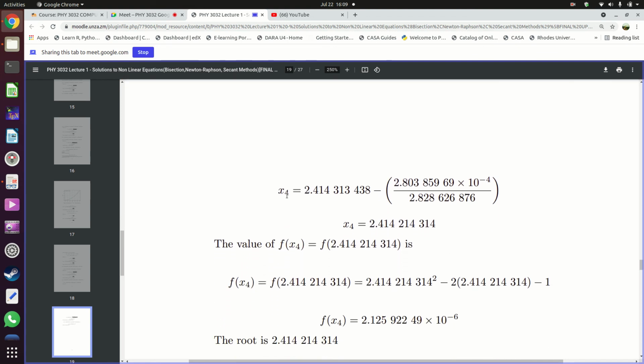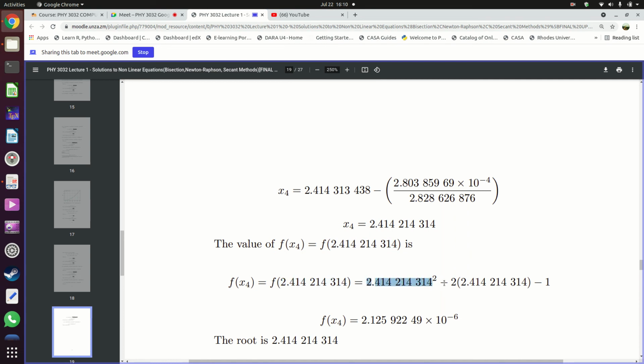So for x4, you're going to have 2.414313483 minus the value of the function at x3 divided by the value of the derivative at that point. Whatever it is here, you work it out, then you subtract it from this, and you end up with 2.414214313. Then if you work out the value of the function at this particular value, you do your stuff.